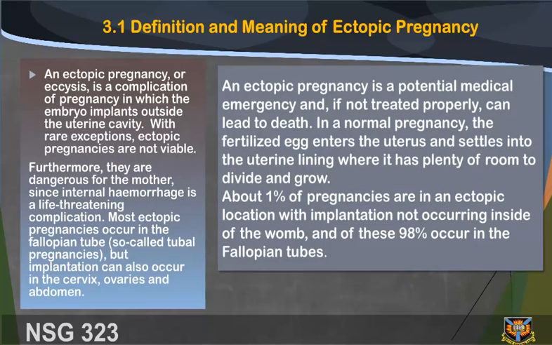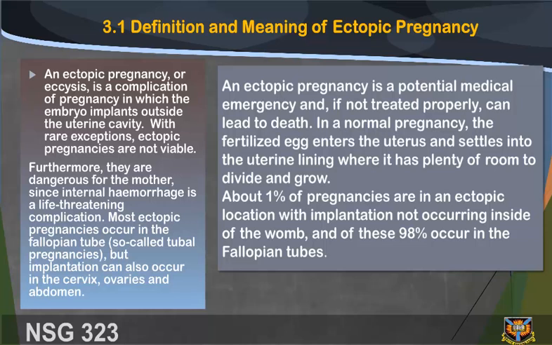3.1 Definition and meaning of ectopic pregnancy. An ectopic pregnancy, or ascites, is a complication of pregnancy in which the embryo implants outside the uterine cavity. With rare exceptions, ectopic pregnancies are not viable. Furthermore, they are dangerous for the mother since internal hemorrhage is a life-threatening complication. Most ectopic pregnancies occur in the fallopian tube, so-called tubal pregnancies, but implantation can also occur in the cervix, ovaries, and abdomen. An ectopic pregnancy is a potential medical emergency and, if not treated properly, can lead to death.